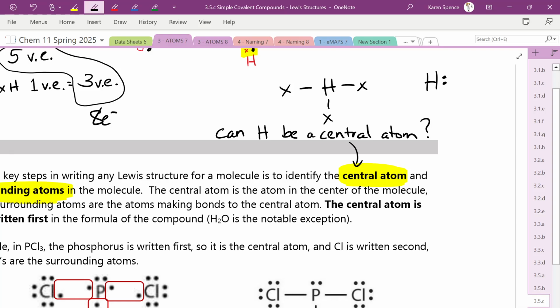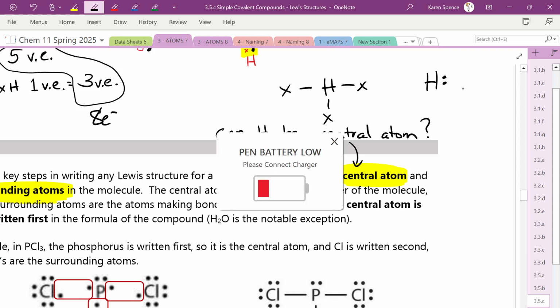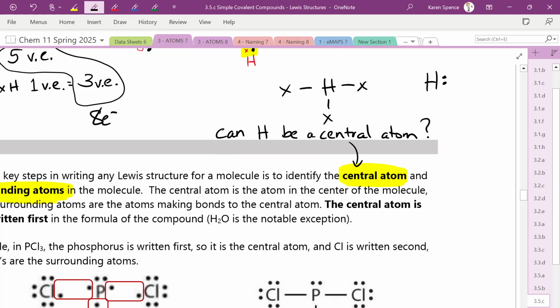bond. How can you be in the middle if you've only, like, if you're like, I'm going to hold on to people and you only have one limb to hold on with, you're only holding on to one person, right? If you're oxygen, you got two limbs. Yeah? You can hold on to two people. If you're nitrogen, you have three limbs and you can hold on to three people. Yeah? But hydrogen is full with only two electrons, so it can form only one bond, so it cannot be a central atom.